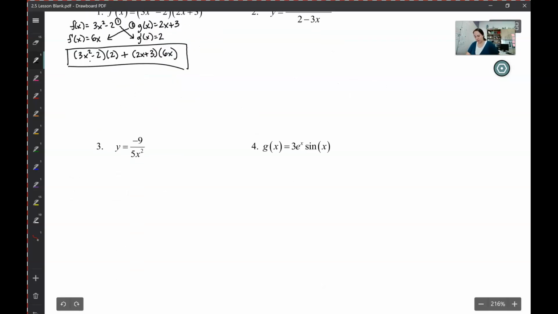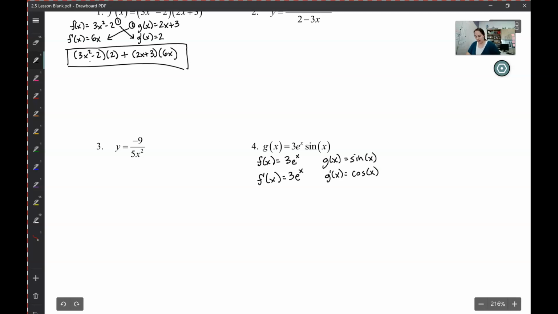Now let's look at number 4. Let's do another product one. So here I've got f of x is going to be my first one, 3e to the x, and I'm going to take the derivative of it. So if I take the derivative of f of x, that 3 stays outside, and remember the derivative of e to the x is e to the x. So the derivative will actually be the same as the original. Now g of x is going to be my sine of x, and take the derivative of it. The derivative of sine is cosine.